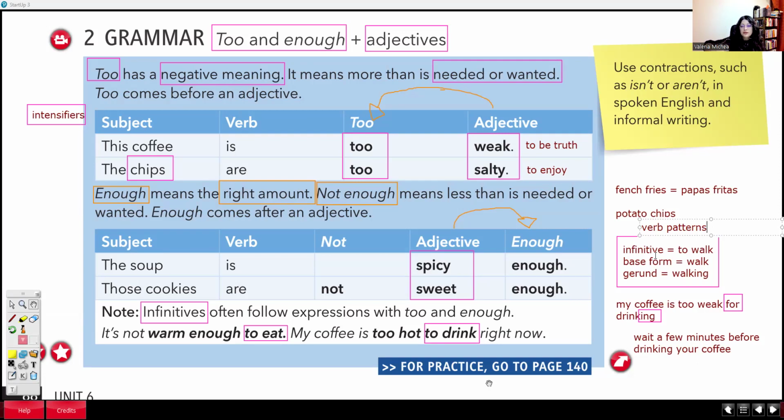Whenever you have a preposition, what follows is an ing form. Try not to forget about that. Do we have more questions about it? Anything else I can help you guys with?